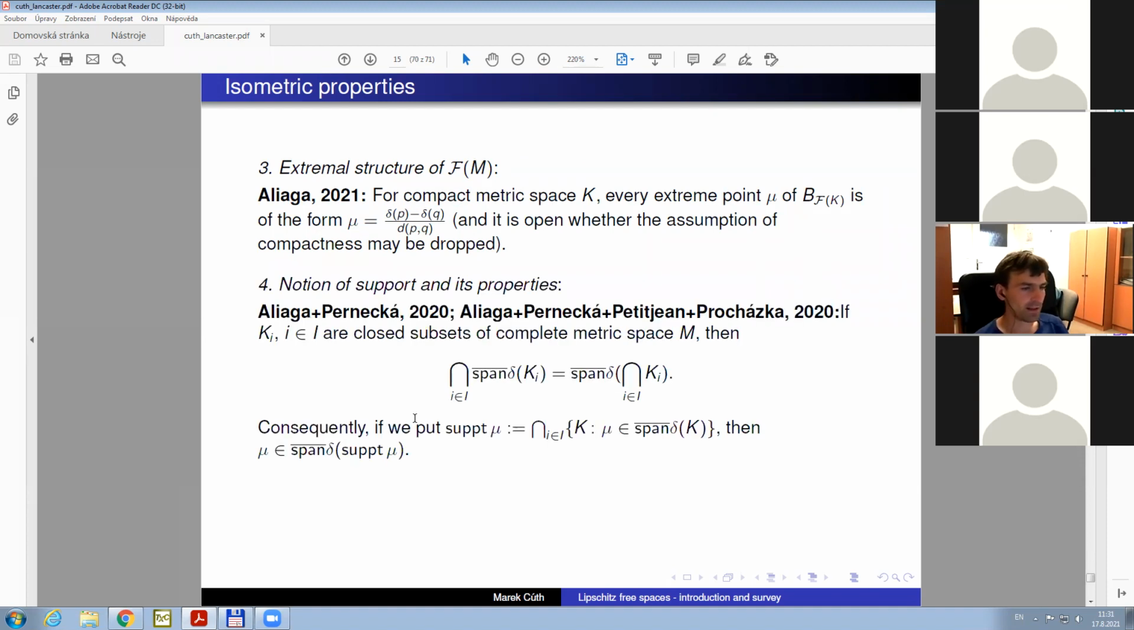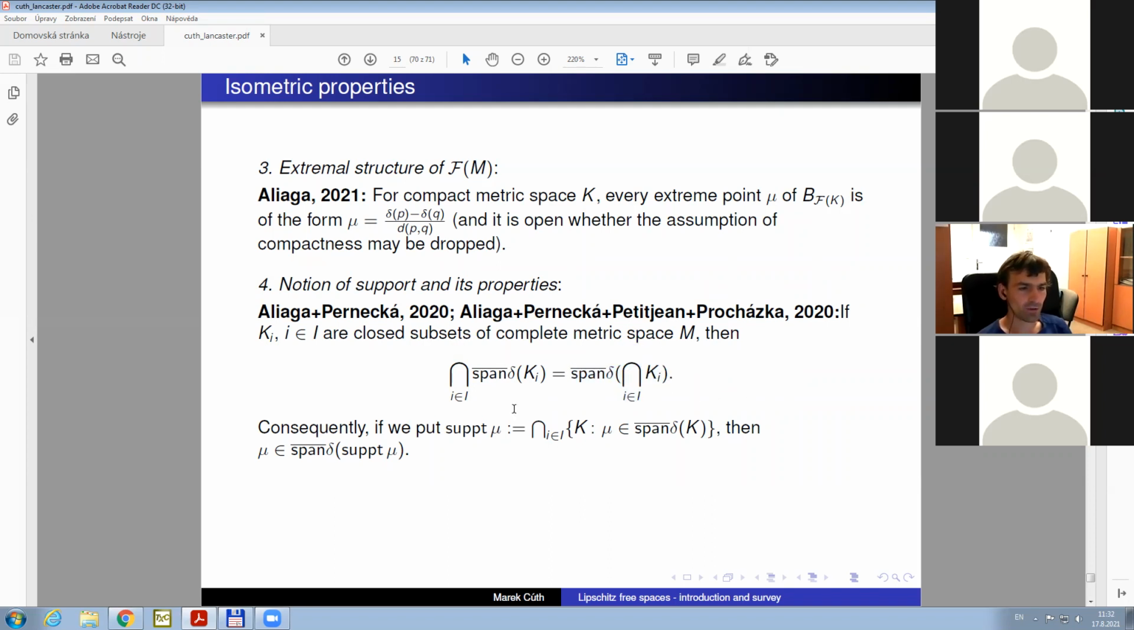And the last direction of research I'd like to draw your attention to is a result by Aliaga and Pernecká for bounded metric spaces, and in full generality by Aliaga, Pernecká, Petitjean, and Procházka. There the authors proved this intersection theorem. So if you take closed subsets of a complete metric space, then the intersection here is equal to the closed linear hull of the intersection here.